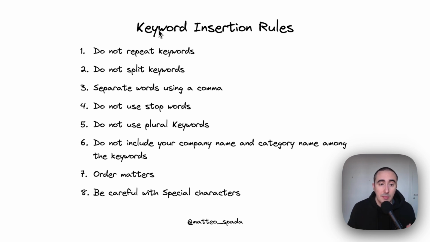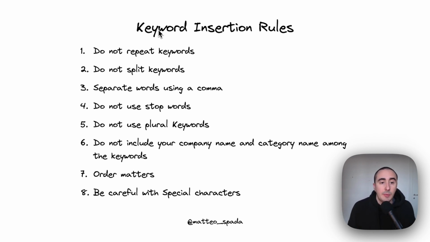Point number 3, separate words using a comma. You don't need to insert, for example, a space if you are talking about the keyword field in App Store Connect. If you are talking about title and subtitle, of course, you can separate the keywords using a space. But here we are talking about the keyword field. You only need to use a comma. So if I want to insert the same keyword, habit tracker, in my keyword field, I need to write habit, comma, tracker, and so on.